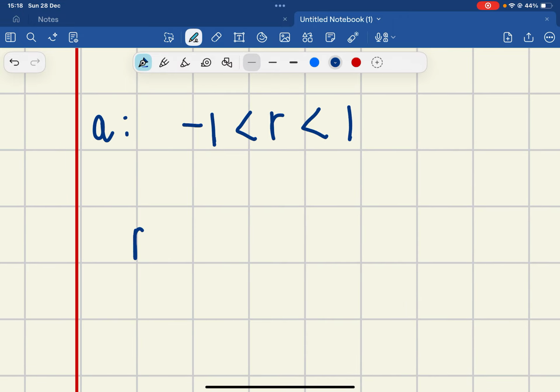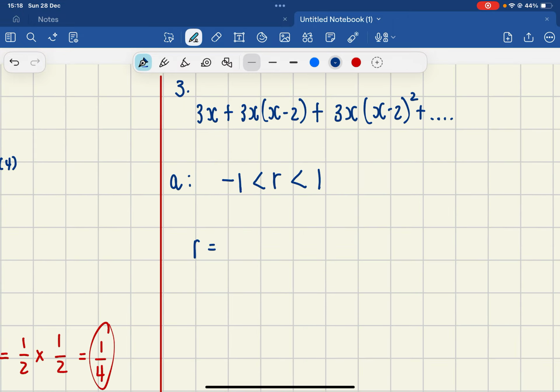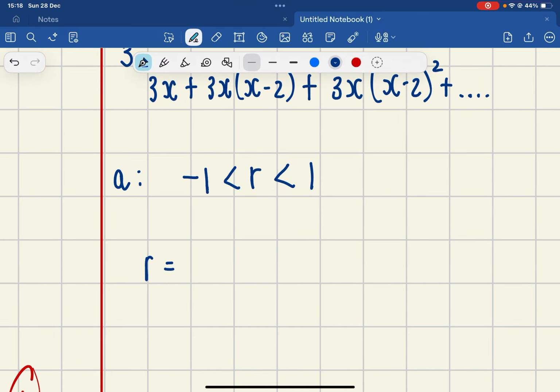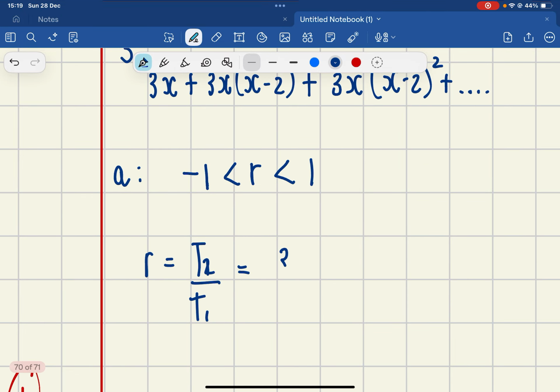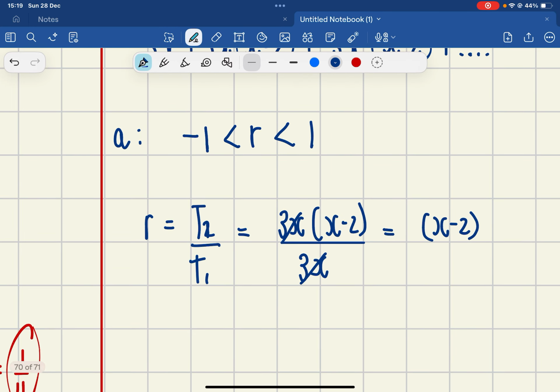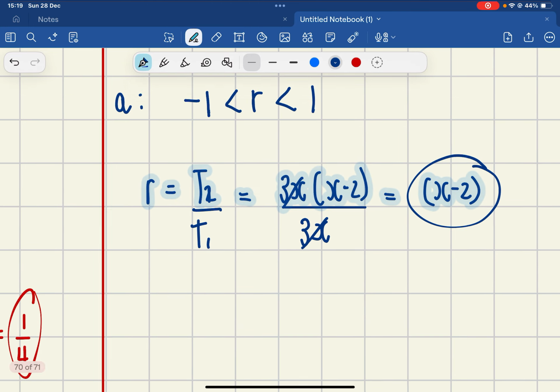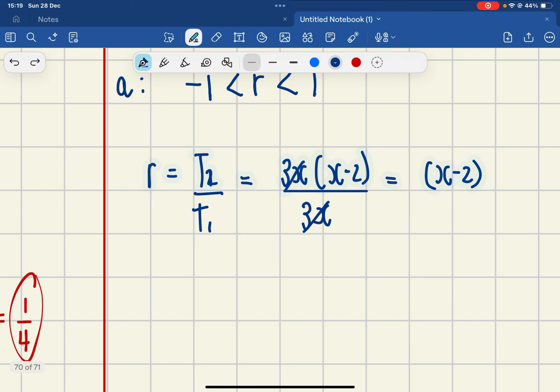Now let's first get our r. What's the value of r? r is equal to T2 over T1. Okay, so r is equal to T2 over T1, which is 3x(x minus 2) over 3x. So therefore r is equal to x minus 2. This is our r.